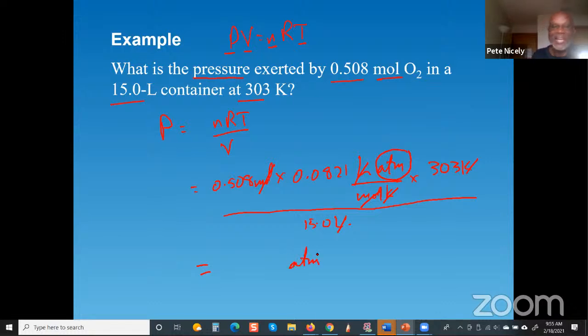And then you simply do the calculation. So 0.508 times 0.0821 times 303. And then you divide by 15. And that gives you, according to my calculation, 0.842 atmospheres. And that would be the final answer. All right. Okay. Any questions about this example? Any questions?